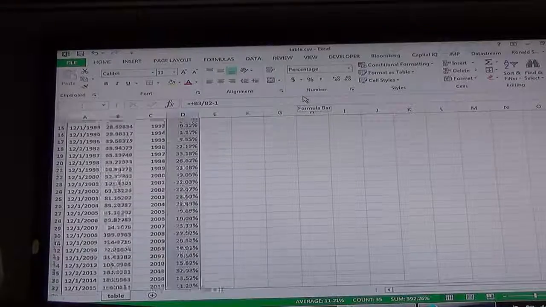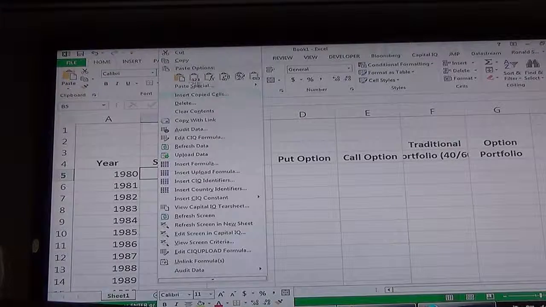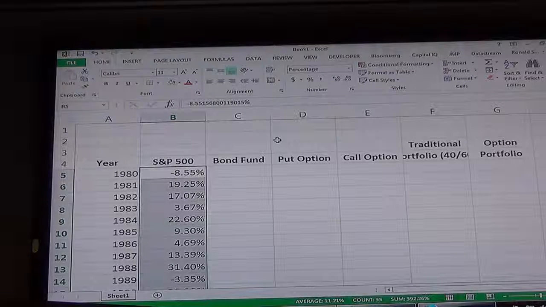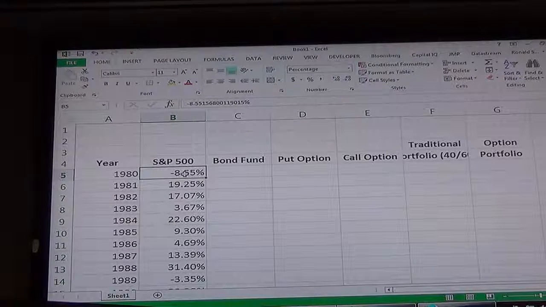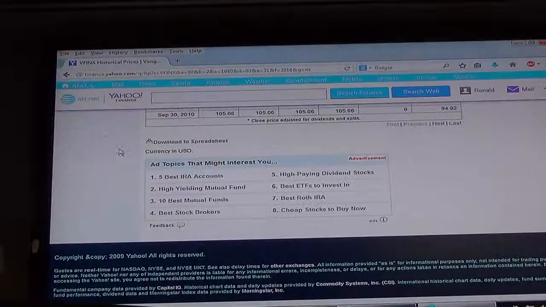All right, so in just a matter of seconds, I got my S&P 500. That was easy, all right? And that's going to dictate to me how my option does, because you'll see when we build out, we can move faster. Bond fund, I'm going to do the same thing here.